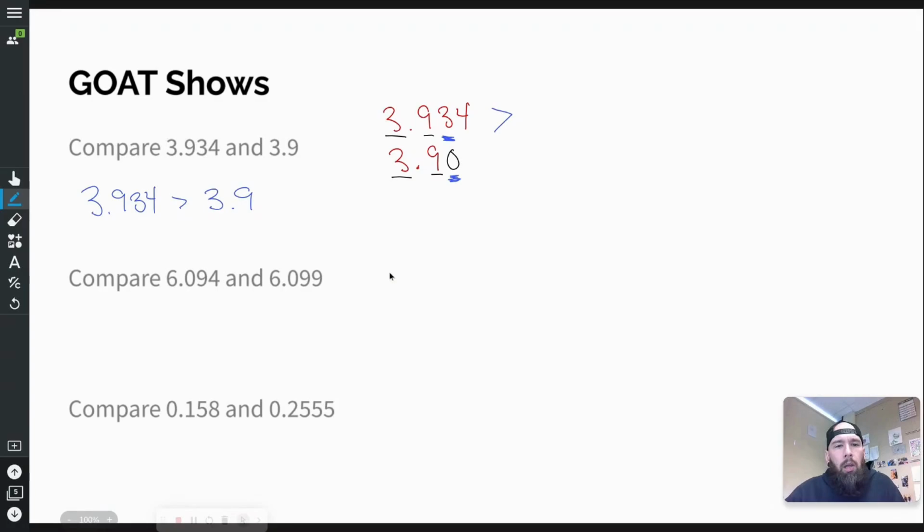Okay? 6.094, 6.099. Okay? You're the same, you're the same, you're the same, you're not. 4 is less than 9, so you're going to get the less than symbol. 6 and 94 thousandths is less than 6 and 99 thousandths.